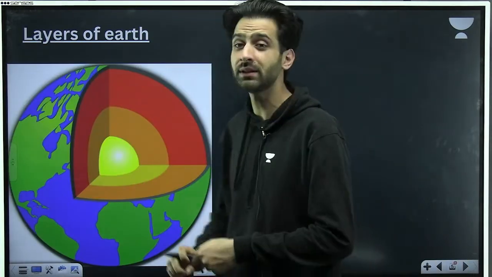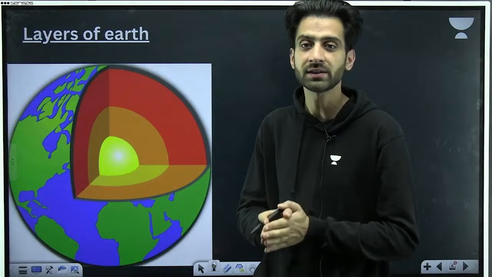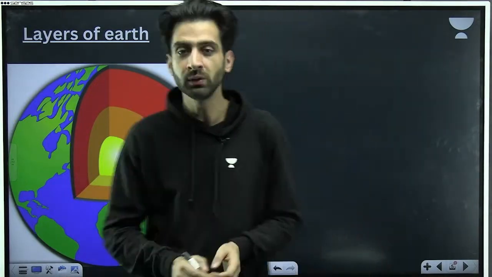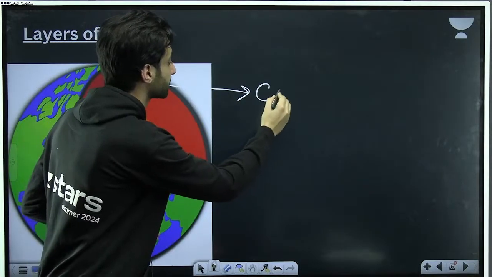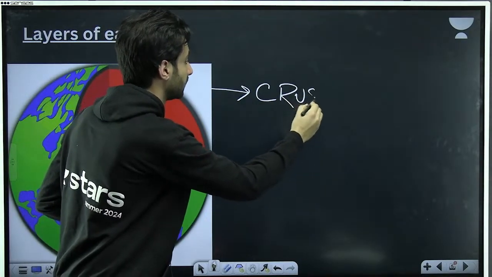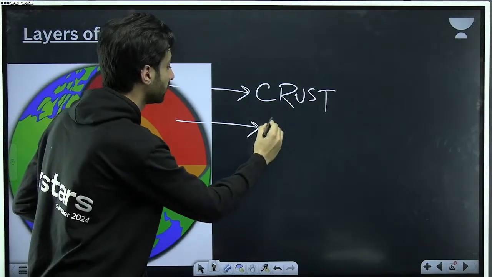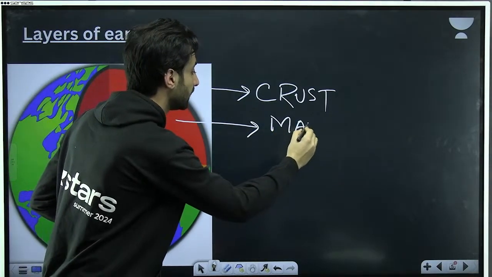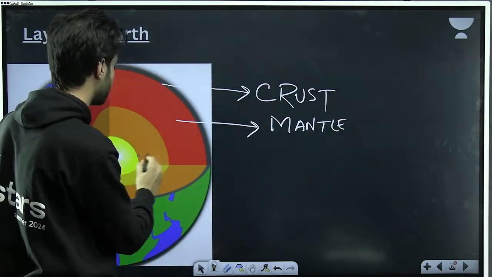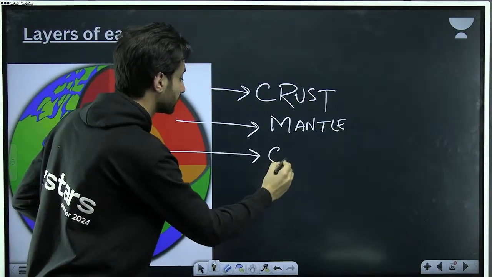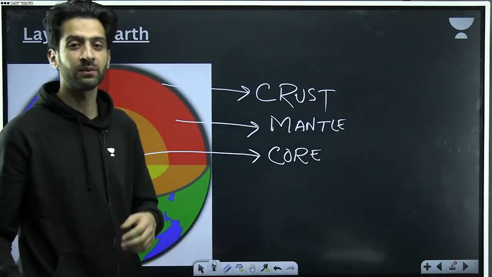To our main topic. The Earth primarily consists of three layers: the crust, the mantle, and the core. If you look at the diagram, the first layer is called the crust, then followed by the mantle, and the innermost layer is the core.